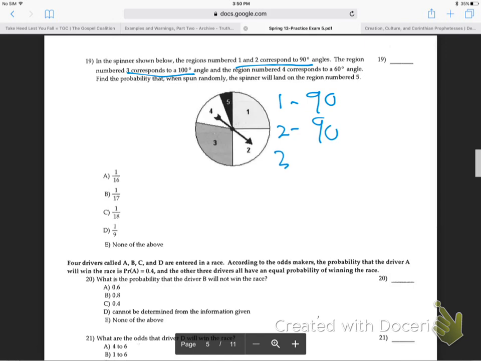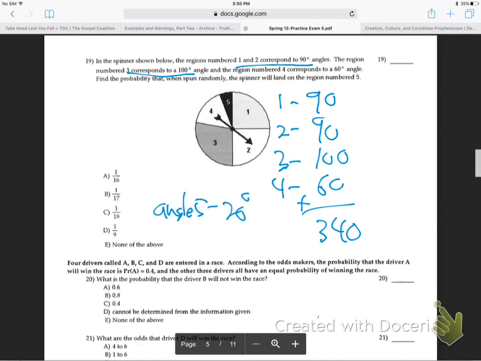Angle 3 is 100. Angle 4 is 60. So just add all those up: 180, 280, 340. So angle 5 then must be 20 degrees. That's all that's left to make 360. You with me? I just added up the angles they gave me, which makes 340, and then I take 360 minus 340. The last angle must be 20 degrees.